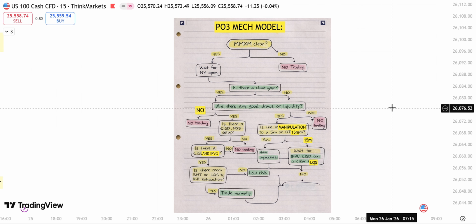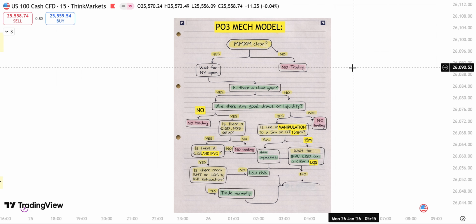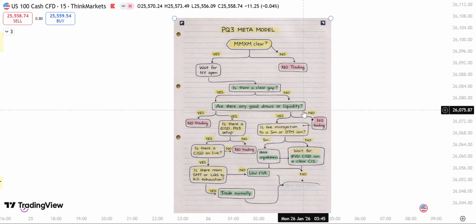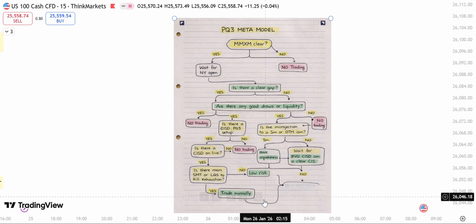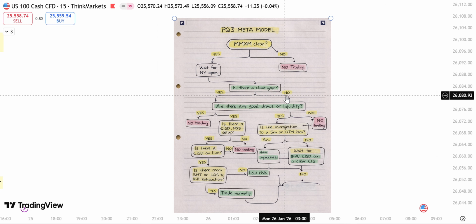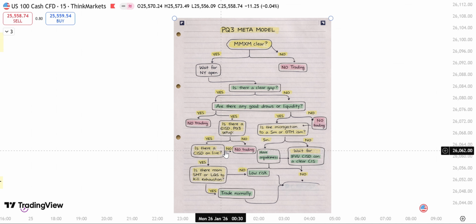Now, is there a clear gap? This gap, I usually use the 15-minute, because it's the 15-minute gap formed from the New York session, which is the session that I trade. And if yes, are there any good draws on liquidity? This is basically separate. So, for example, is there a clear gap? Yes, no. Is there a clear gap? Yes, no. This is separate, okay? Just keep that in mind.